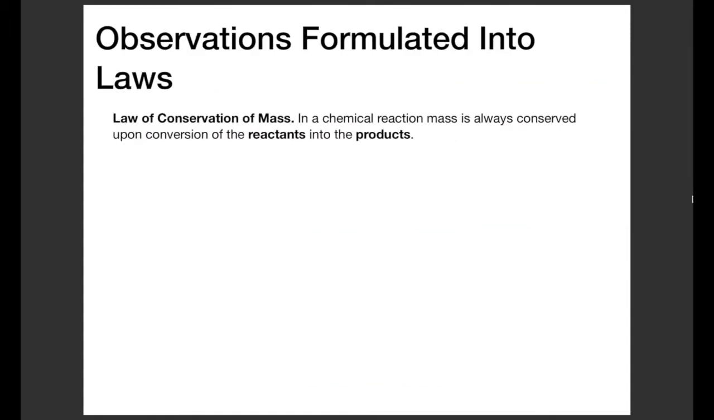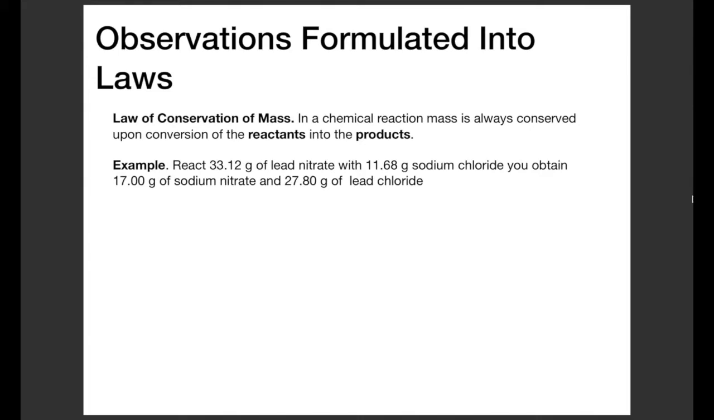The law of conservation of mass states that in a chemical reaction, mass is always conserved upon conversion of the reactants, the chemicals that you start with, into the products, the compounds that you end with. For example, if we react 33.12 grams of lead nitrate with 11.68 grams of sodium chloride, we end up with 17 grams of sodium nitrate and 27.8 grams of lead chloride.